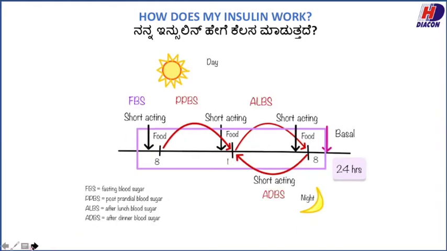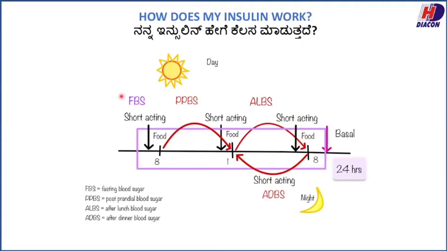So which are the sugars that are controlled? Your fasting blood sugar is controlled with your basal insulin because that's the only one working early in the morning. You haven't taken any other injections at that time. You certainly haven't taken your morning injection. Your postprandial blood sugars are controlled with your morning dose of short-acting insulin. Your after lunch blood sugars are controlled with your afternoon dose of short-acting insulin. And after dinner, your blood sugars are controlled with your before dinner dose of short-acting insulin.